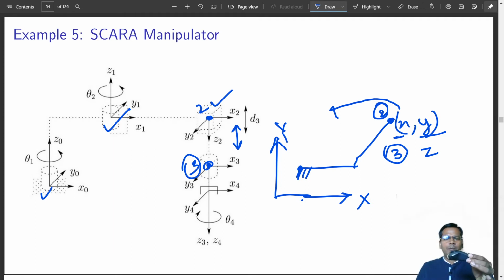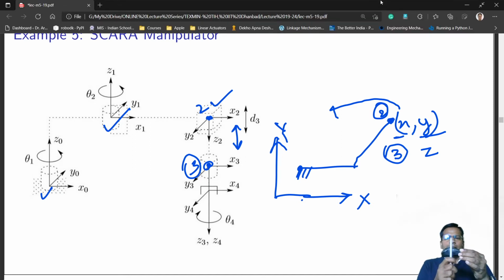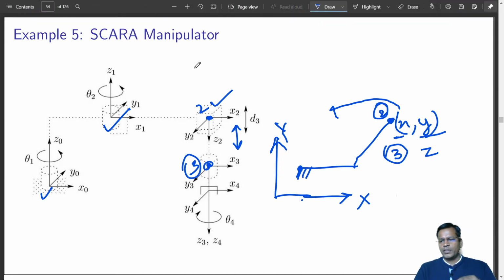Point 3 can go anywhere in space, but I don't want it to roll and I don't want it to pitch. So what degrees of freedom have I given it? It is just the vertical degree of freedom. It can just have a rotation like this. This rotation is always perpendicular to the ground plane, it can only go perpendicular to the ground.